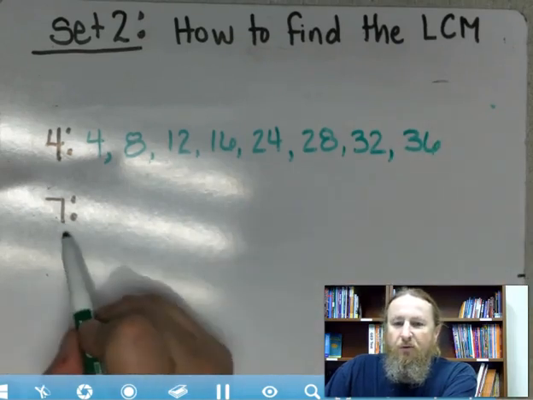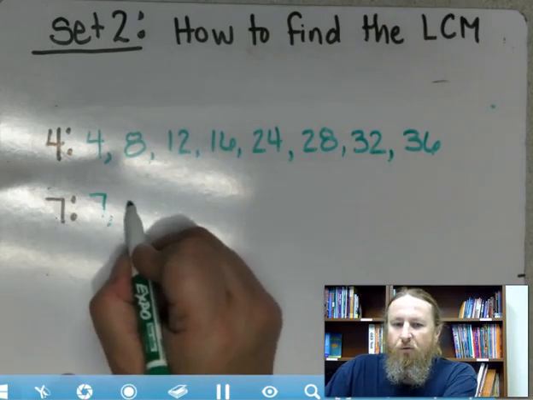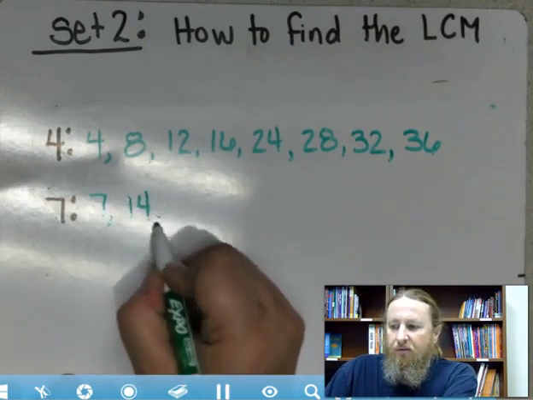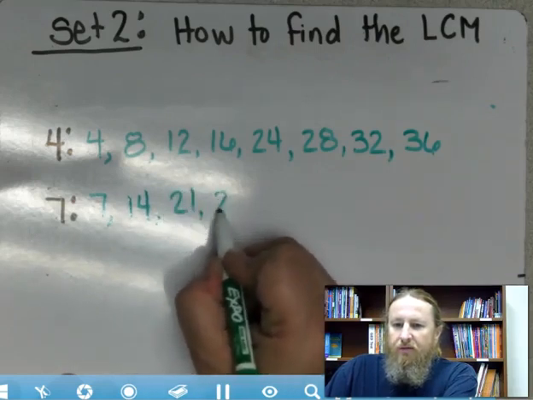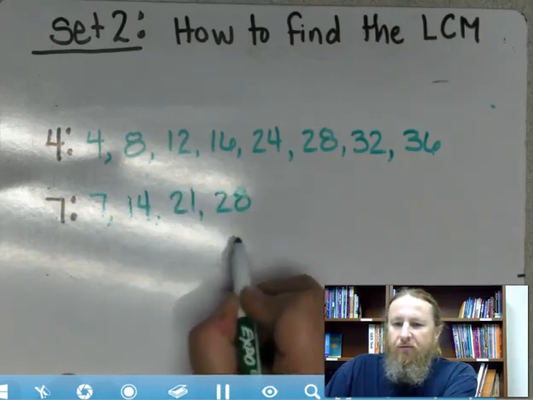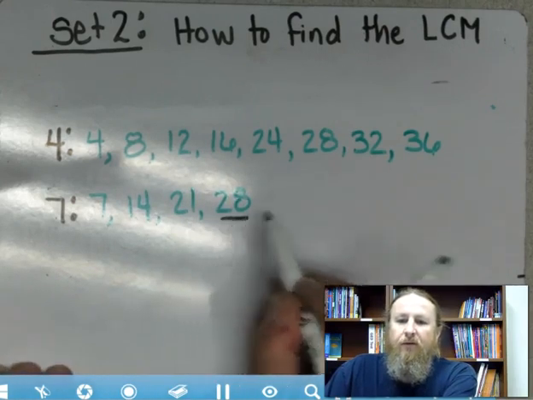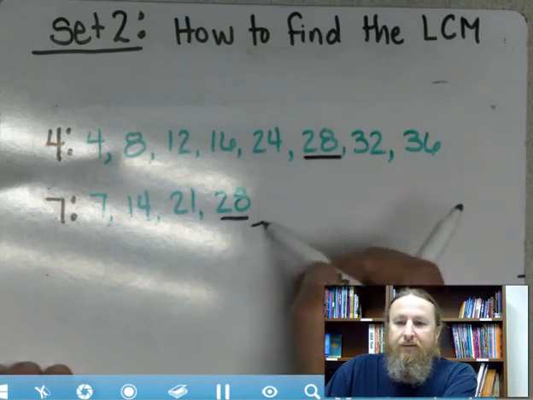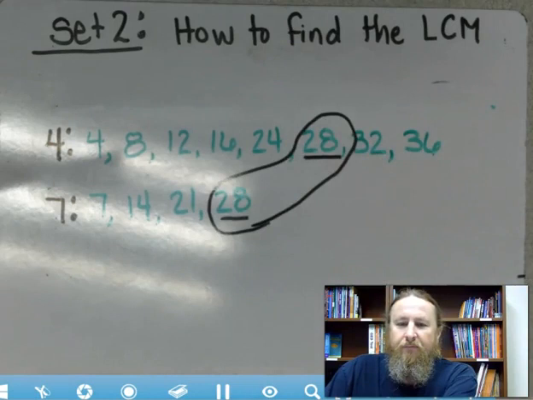Then we're going to list multiples of 7. So we're going to go with 7, 14, 21, 28, and we have found a common multiple. So we stop at 28 with our common multiple, our least common multiple of 4 and 7.